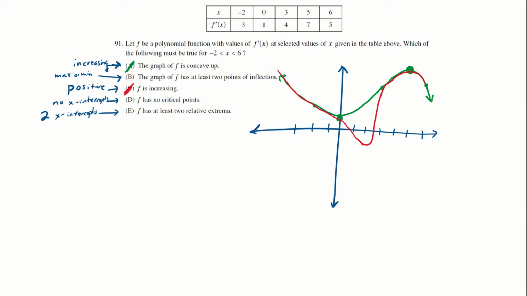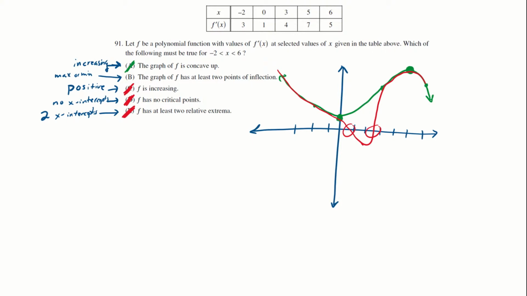Has no critical points. Well, how I drew it in green, it had no critical points because there's no x-intercepts. However, when I tried that red drawing, I all of a sudden had 2 critical points. So that's an issue. It might have critical points. Has at least 2 relative extrema. In this case, with the red, it does have 2 extrema because it has 2 x-intercepts. But when I drew it originally in the green, it had no extrema because it had no x-intercepts.